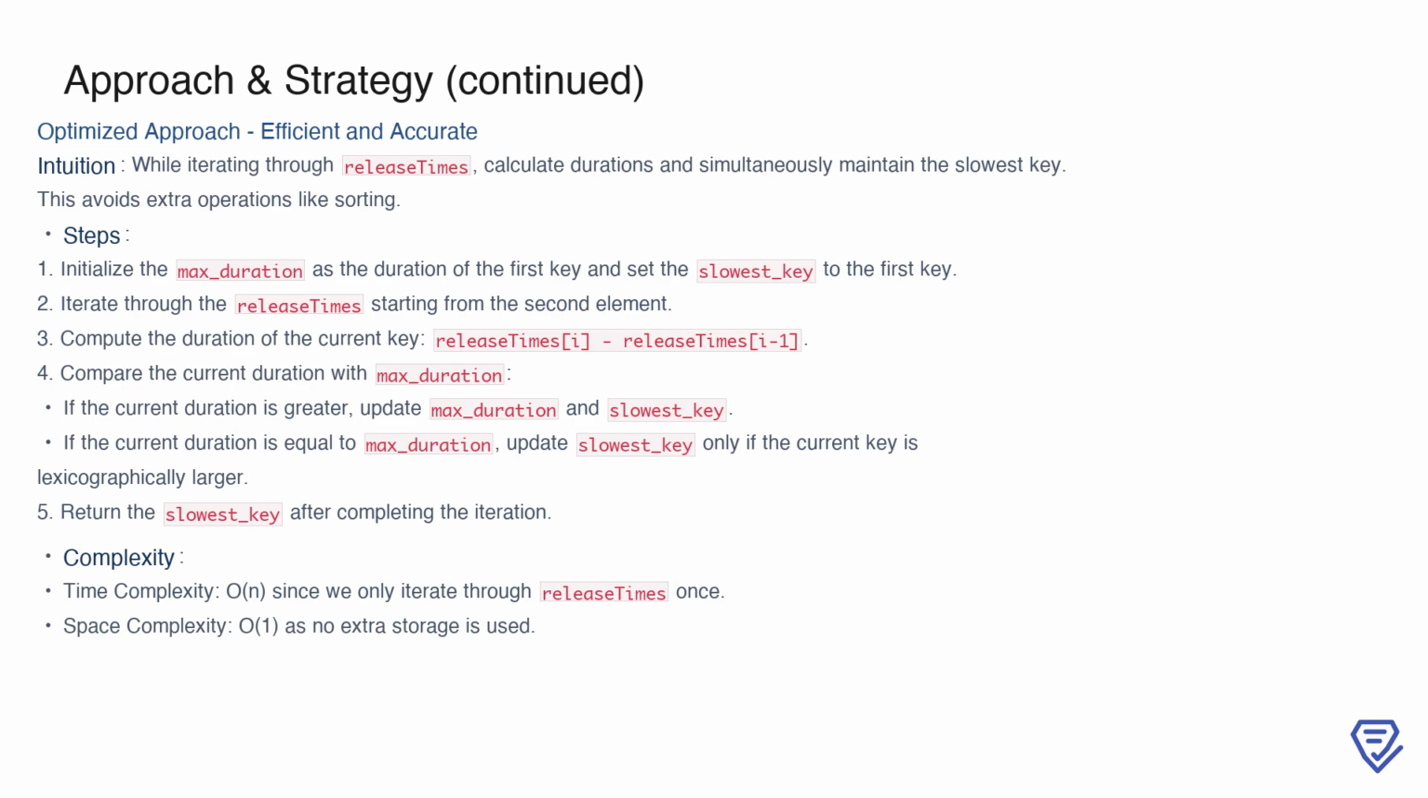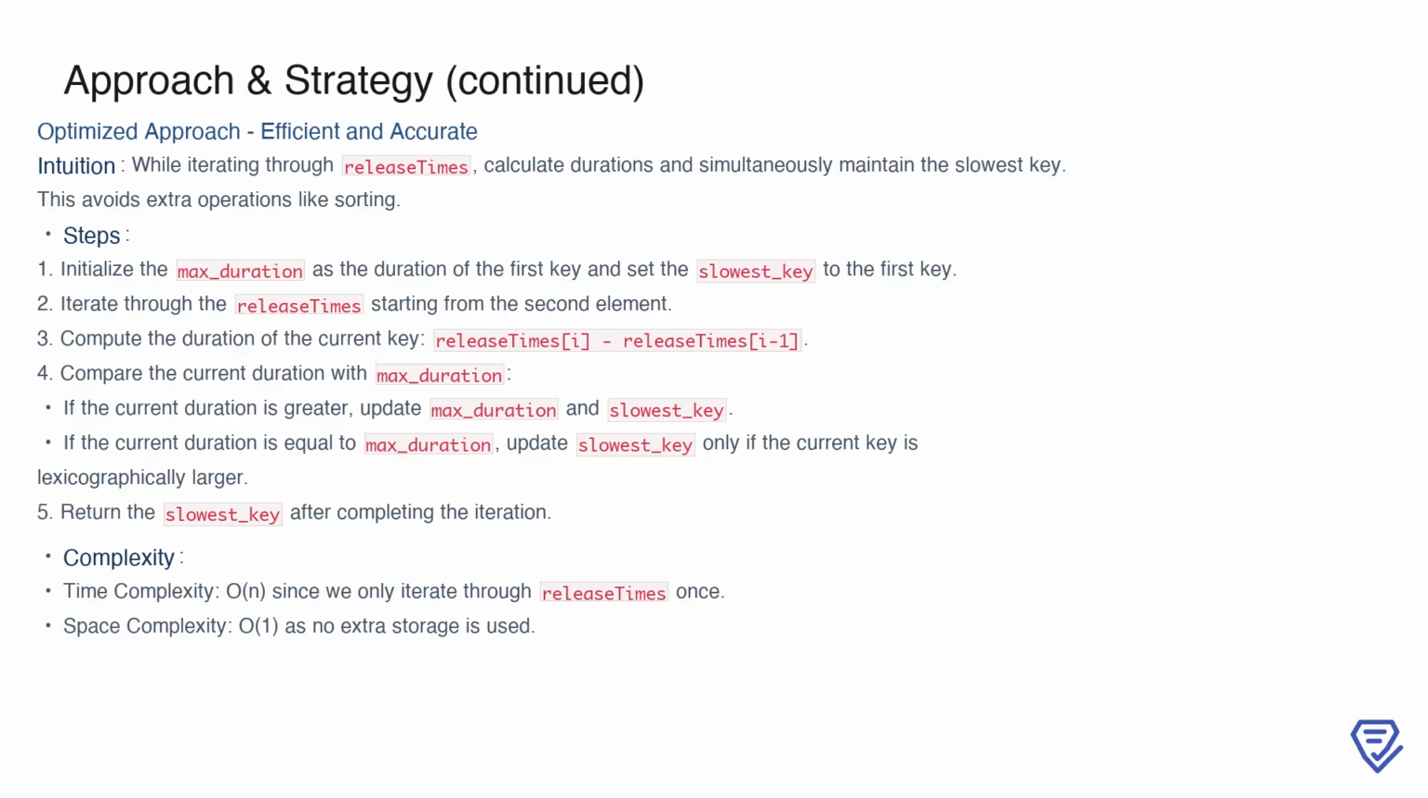To do this, we start by initializing the maximum duration using the first key's duration and setting the slowest key to the first key. As we iterate through the array, we calculate the duration of each subsequent key by subtracting the release time of the previous key. If the current duration is greater than the maximum duration, we update both the maximum duration and the slowest key. In cases where the current duration is equal to the maximum duration, we update the slowest key only if the current key is lexicographically larger.